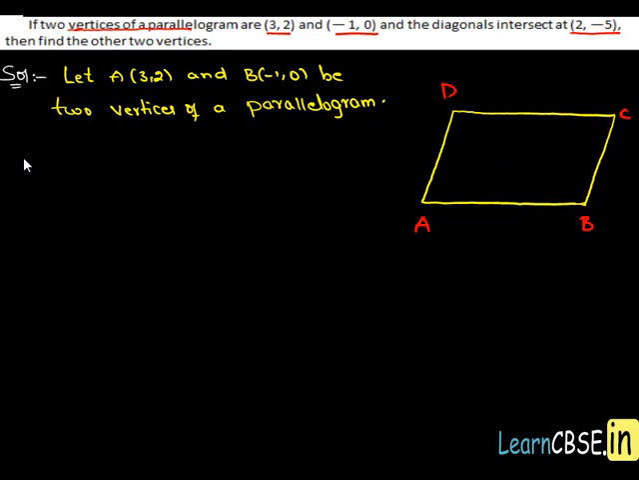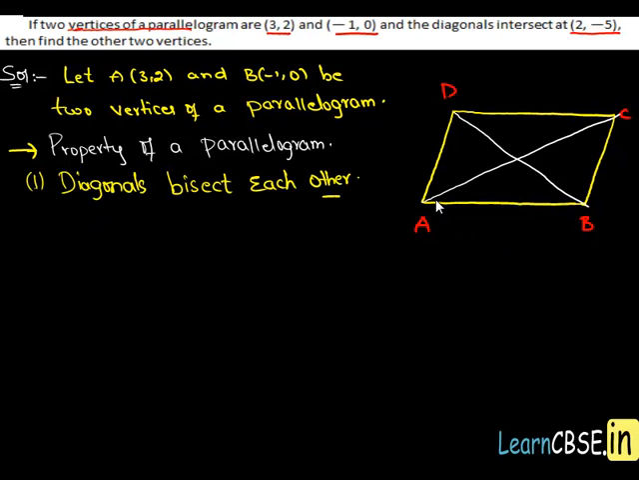One way to find the solution is to use a property of a parallelogram. We recall a property: in any parallelogram, diagonals bisect each other. Here we have two diagonals AC and BD. Diagonals bisect each other means one diagonal divides the other diagonal into two equal parts.